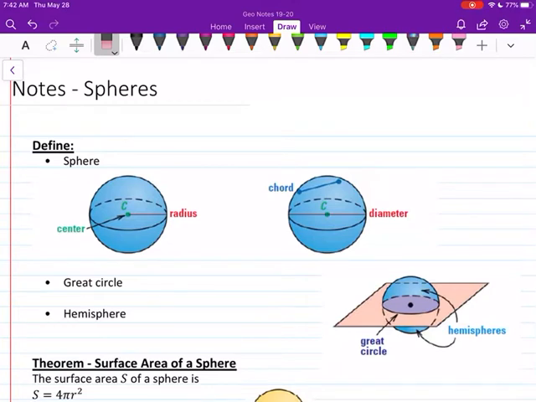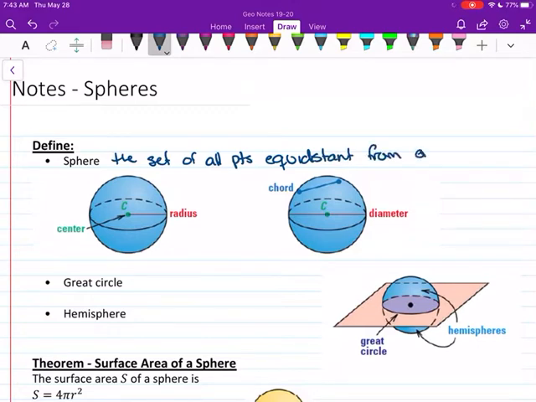All right, let's get started. So what is a sphere? If you remember, a circle is a set of points that are all equidistant from one point. Well, a sphere is the same thing. The only difference is a circle is in 2 space and a sphere is in 3 space. So a sphere is the set of all points that are equidistant from one point in 3 dimensions.